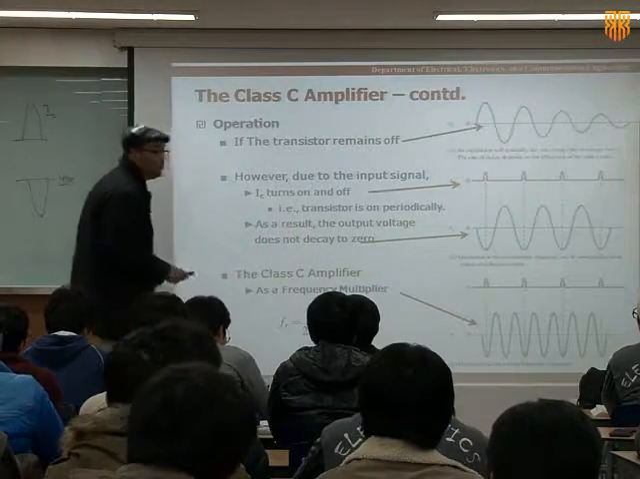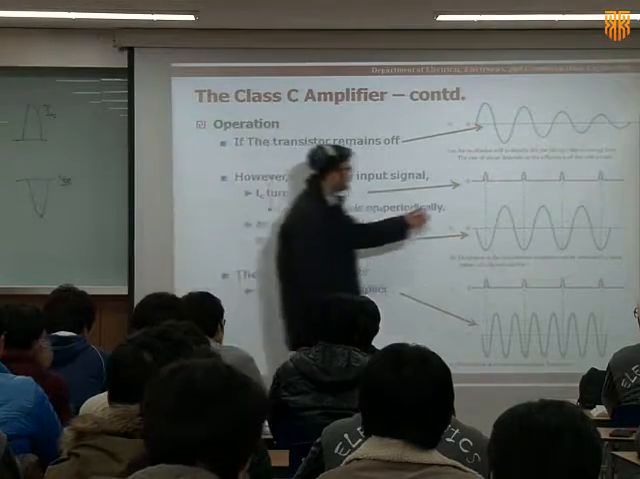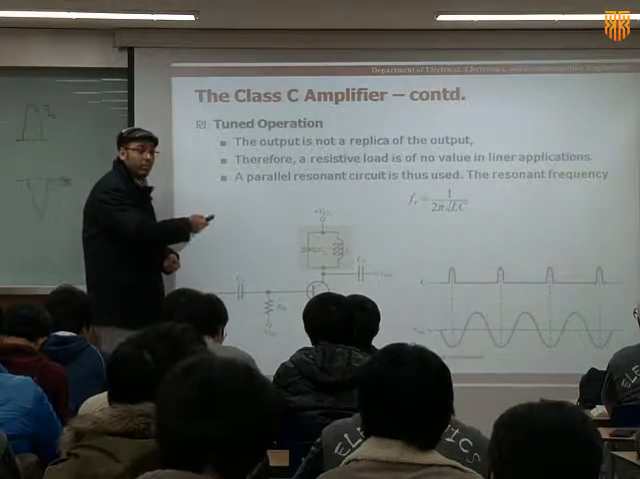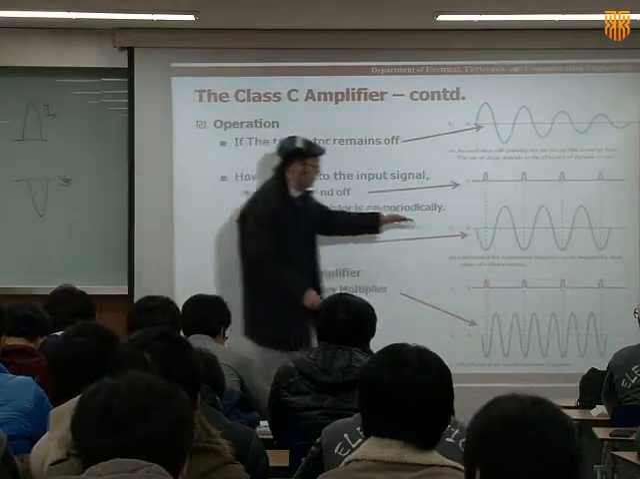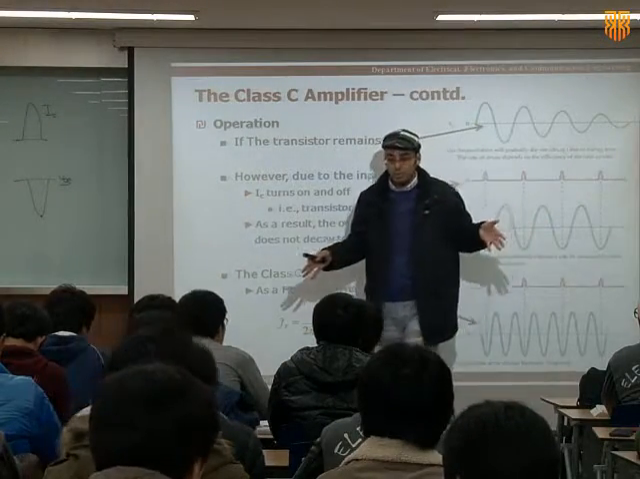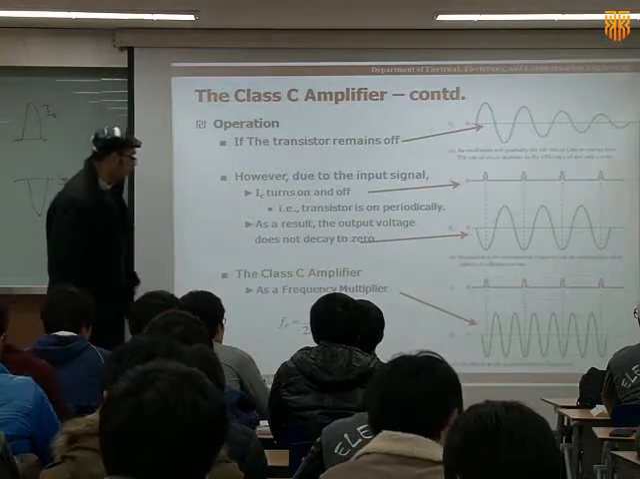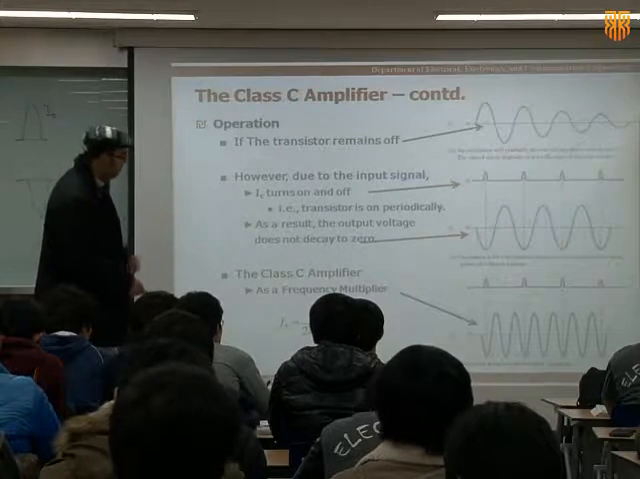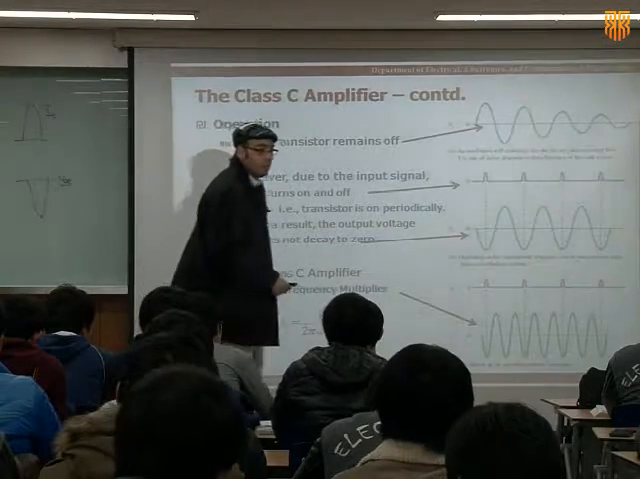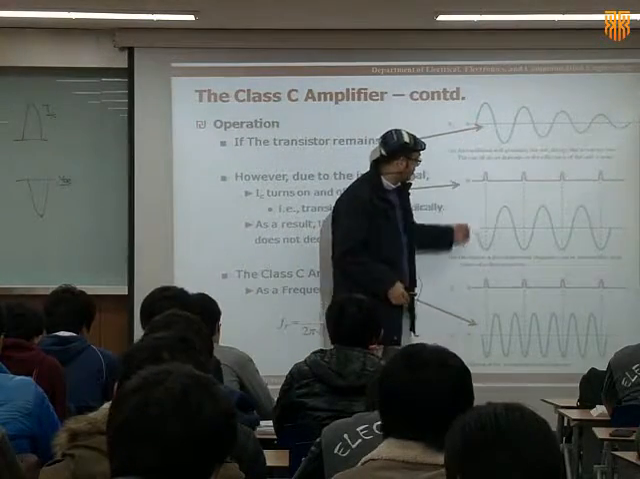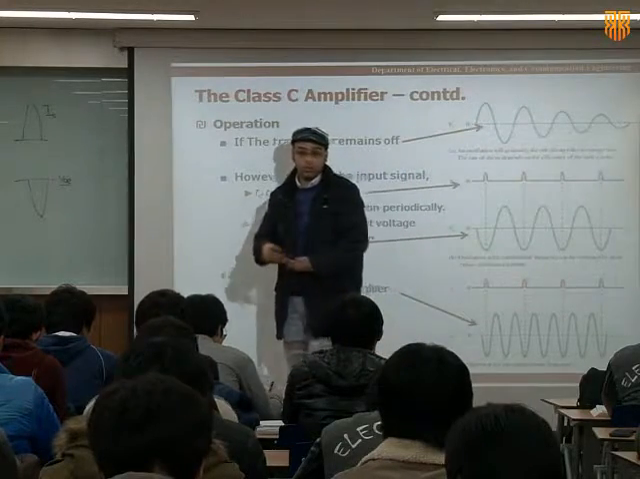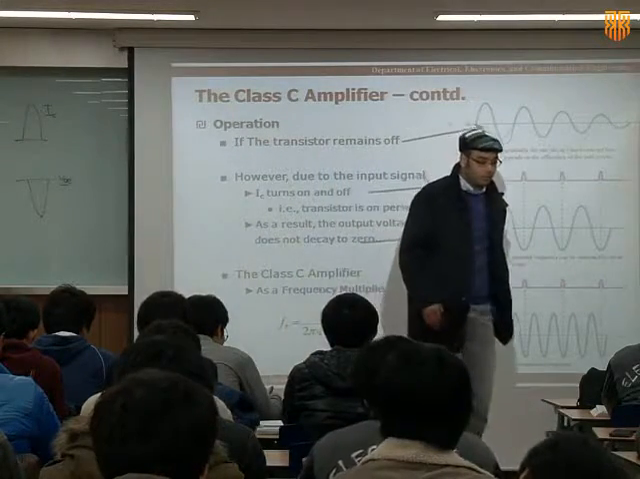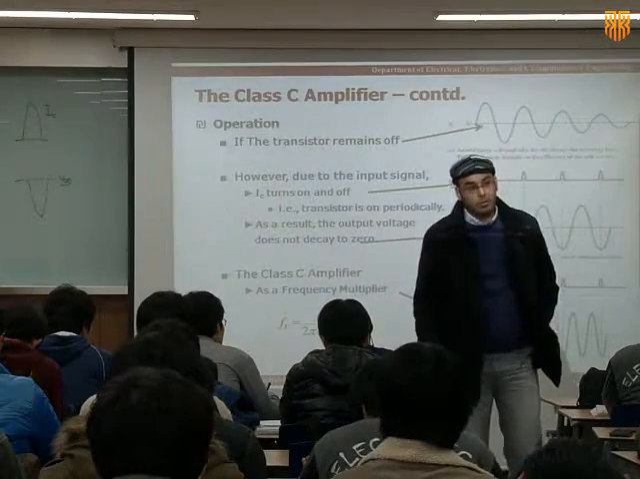But actually, we don't let it decay to zero. Why? Because at each time t, we give another pulse. The input will give another pulse, and another pulse. So the value will be maintained approximately constant. So if we want, for example, the output to be 2 times the input frequency, we can select L and C so that the frequency is double. So the input frequency is this one, and the output frequency is this one. So we make like a mixer, right? No, not a mixer. It is a frequency multiplier. So we multiply by 2, 3, something like that. Okay, fine.